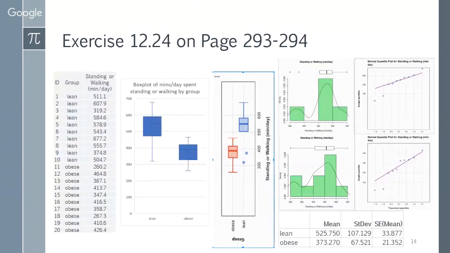So let's do another example. This time, let's do example 12.24. This is on pages 293 to 294. I know the slide is really busy. I'm going to talk you through it step by step.